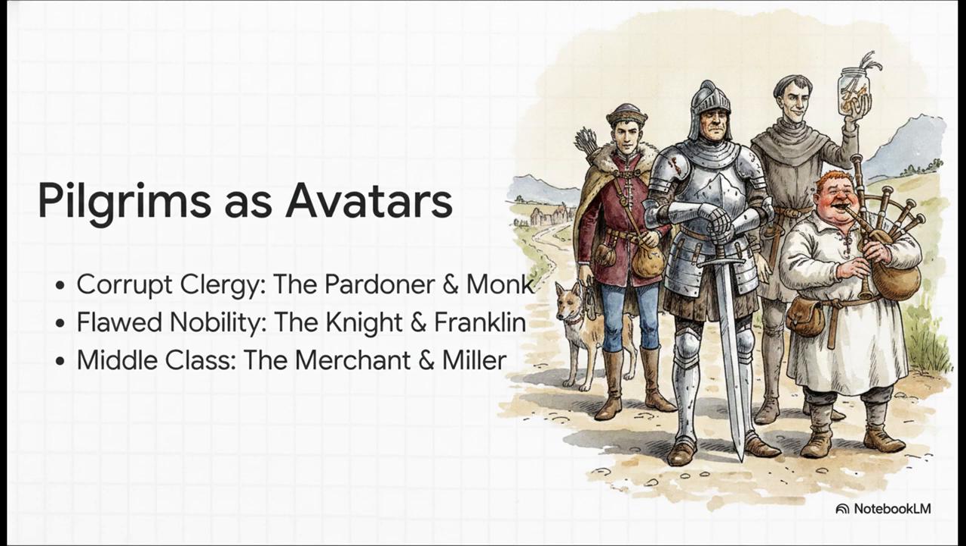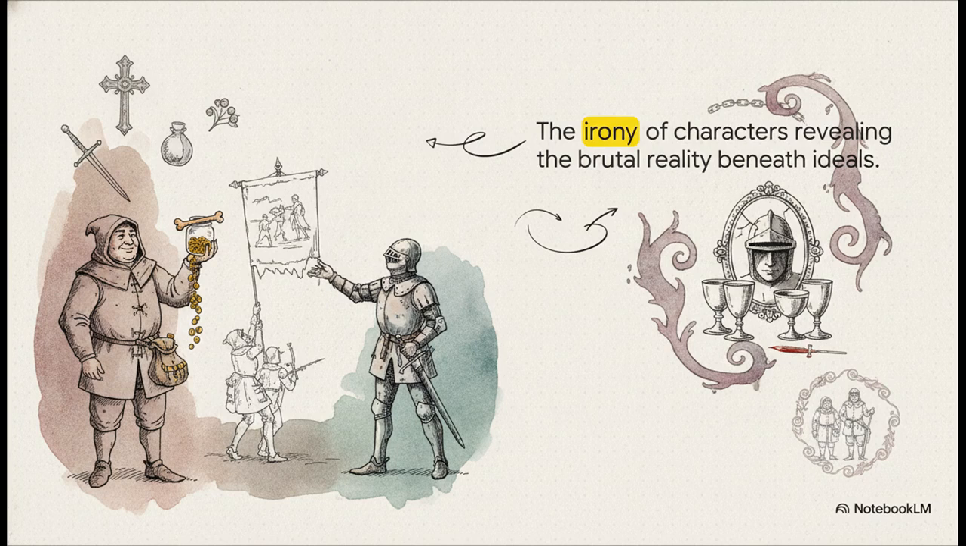And he didn't just give us a dry lecture about the changing estates. He used these incredibly specific, vivid characters as avatars to mock the moral failings of those institutions. For the corrupt clergy, you get characters like the pardoner and the hunting monk. The flawed nobility is represented by the knight, and that loud, ambitious new middle class, perfectly embodied by the merchant and the miller. It's all about the irony with Chaucer.